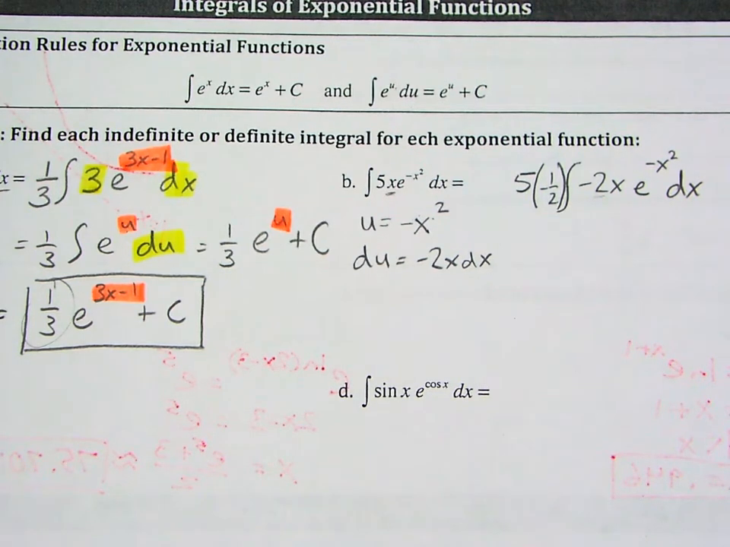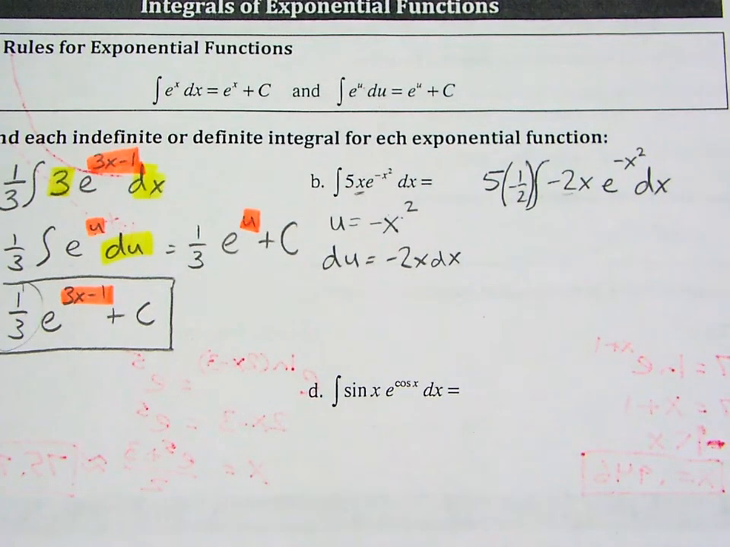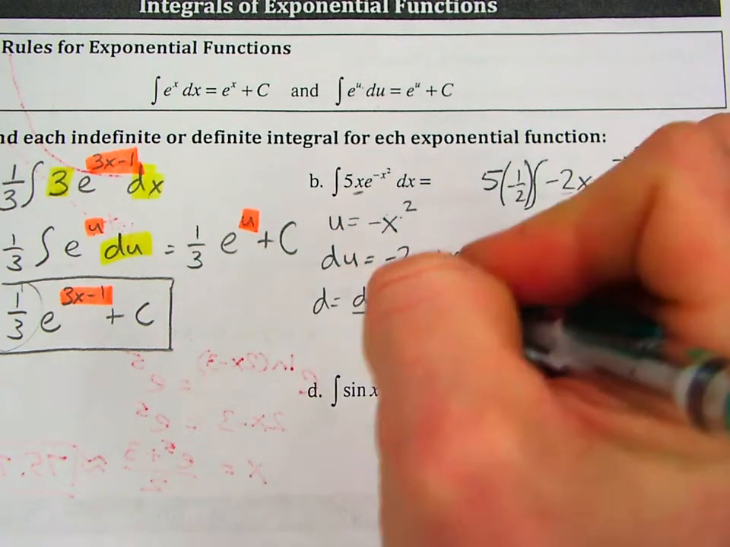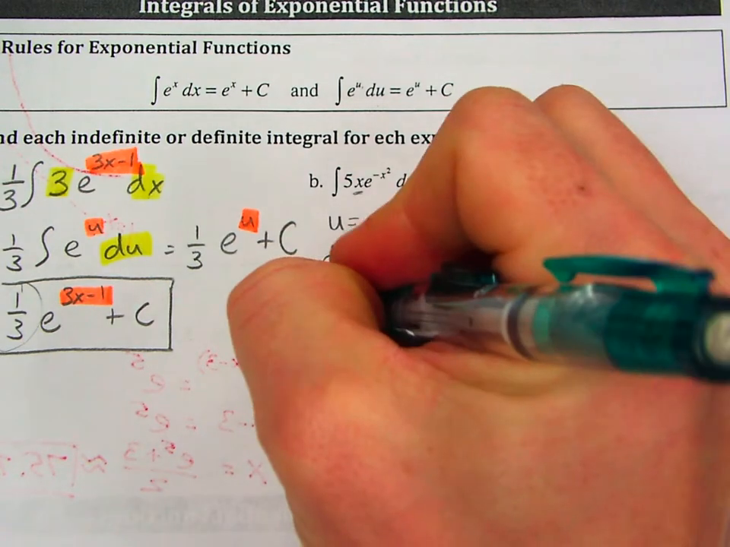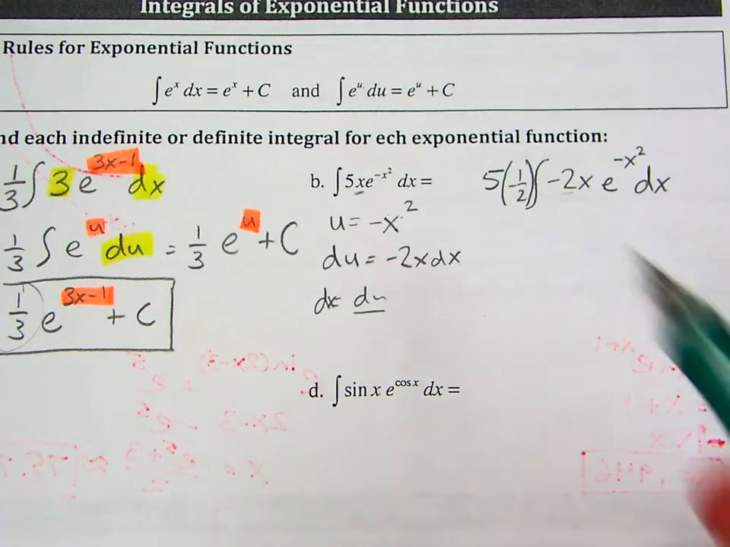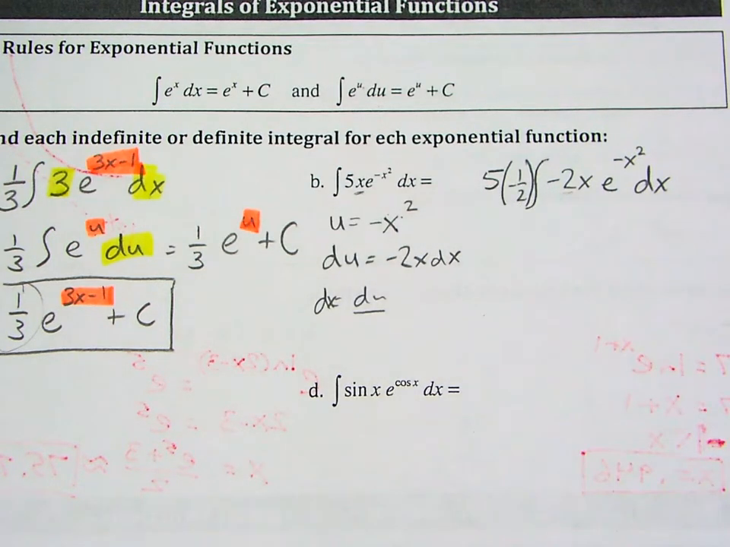Mr. Paul, you know what someone showed me too? They did u and then du, which equals negative 2x dx, and then they solved for dx, so they got du over negative 2x. Then the x's would cancel out with the x in the 5x, and you would still have 5 over 2 e to the negative, so that's just not a big deal. Yeah, so you still have negative 5 over 2.